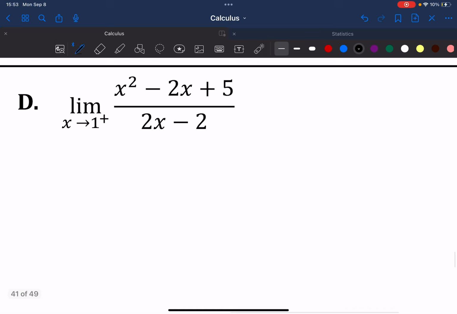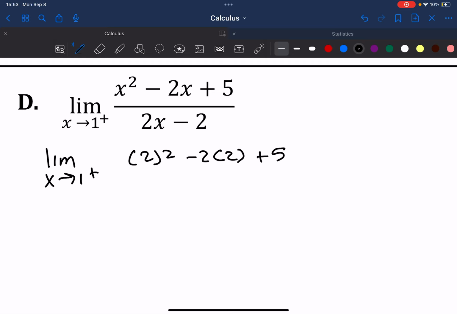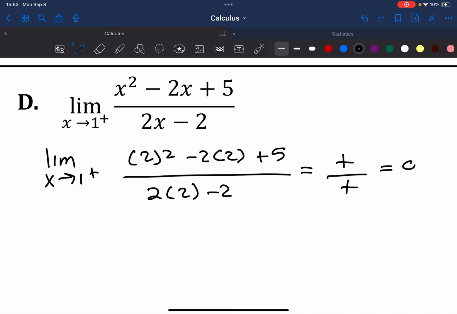Okay. D, I'm going to pick a number to the right of 1, so let's just pick 2. So I have 2 squared minus 2 times 2 plus 5 over 2 times 2 minus 2. On the top I have 4 minus 4, which cancels out, plus 5, so I have a positive. And then 2 times 2 is 4 minus 2, which is positive, which tells me that this is going to approach positive infinity.